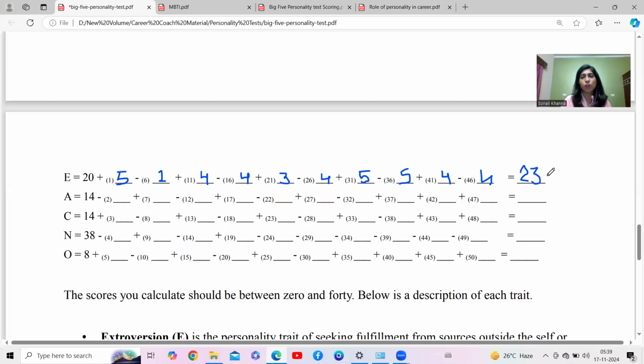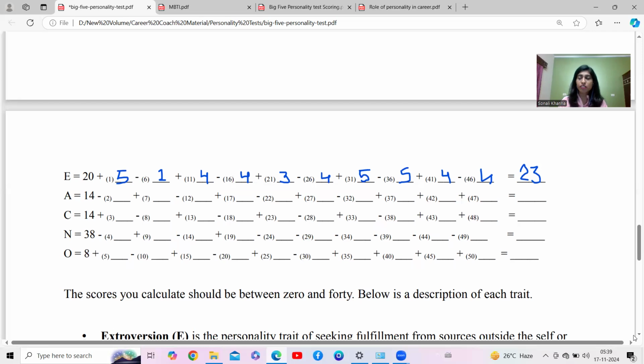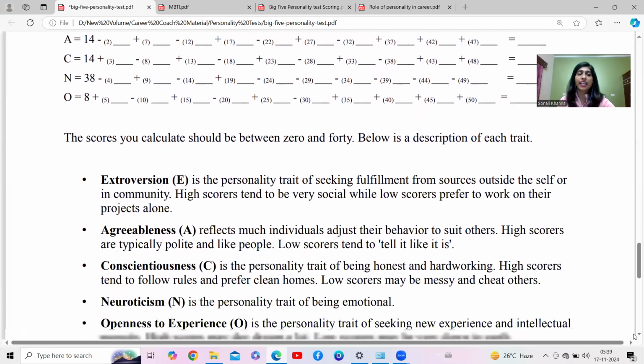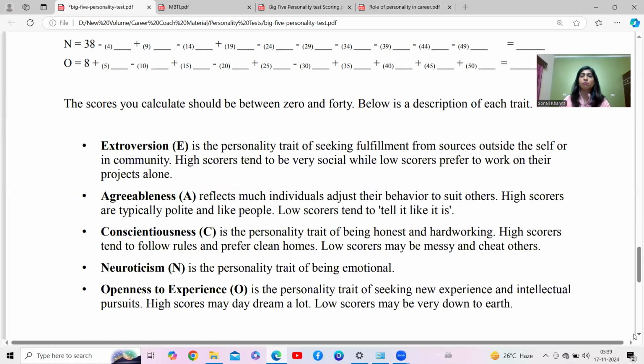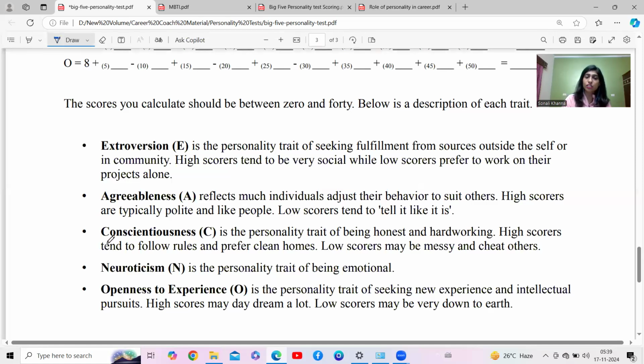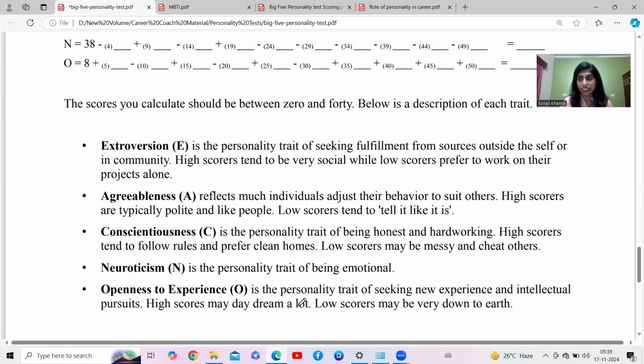Okay, and in a similar manner you have to do this for all the other parameters, and whatever score you are getting here, you just have to put it down. You just have to mention it, and an explanation is given for each. For example, extroversion stands for a person who is outgoing. Agreeableness stands for a person who agrees. Conscientiousness, people who are honest and hardworking. Neuroticism, the negative trait, and openness to experience. And in the previous PPT also, all the parts have been explained nicely.